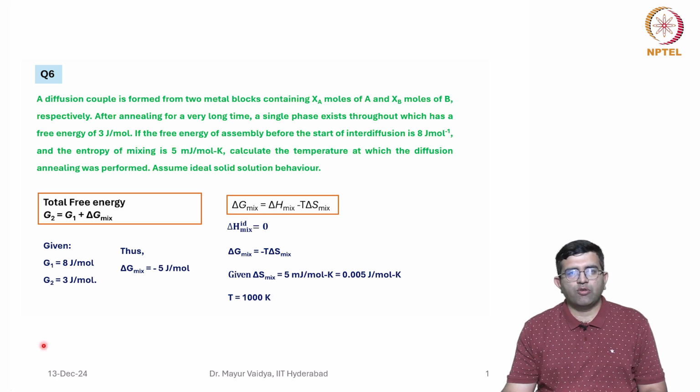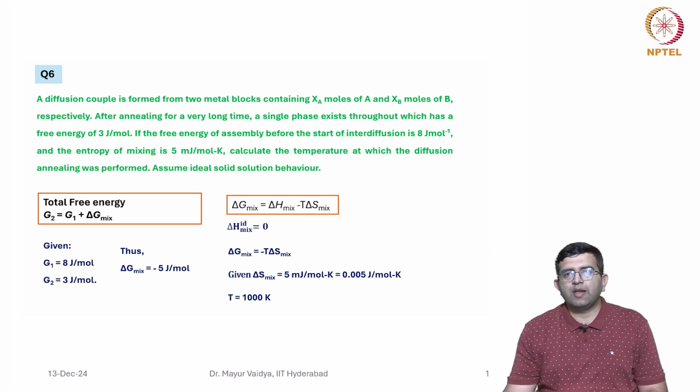That is the free energy of the solution. Therefore, the delta G mix, if you put it simply in this equation, is equal to minus 5 joule per mole. Now, we know that delta G mix can be written as delta H mix minus T delta S mix. But since we have to assume ideal solid solution behavior, we know that for the ideal solid solution, the delta H mix is equal to 0. Therefore, the delta G mix can be written as minus T delta S mix.